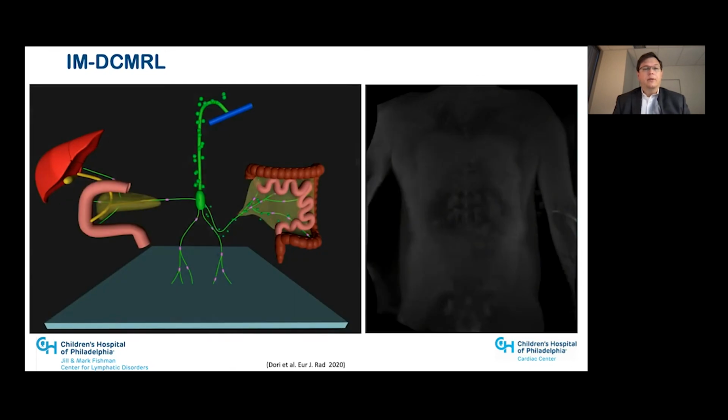And finally, the most recent imaging modality that we've developed is an intramesenteric modality. This injection here now opacifies and gives us our first look at what the mesenteric lymphatics do and how they're connected and supply lymphatic flow to the central lymphatic system in a very similar fashion, but there are different networks as the liver did.